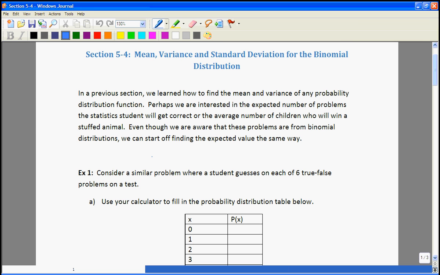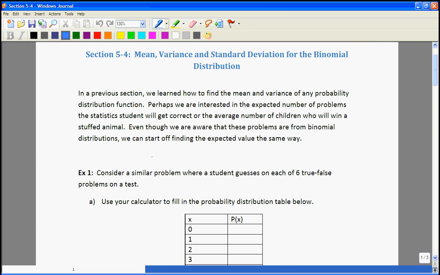Section 5.4, Mean, Variance, and Standard Deviation for the Binomial Distribution. In a previous section, we learned how to find the mean and variance of any probability distribution function. We found the expectation and the variance.